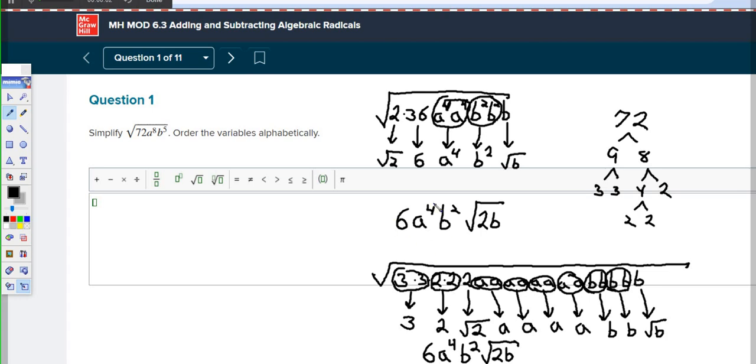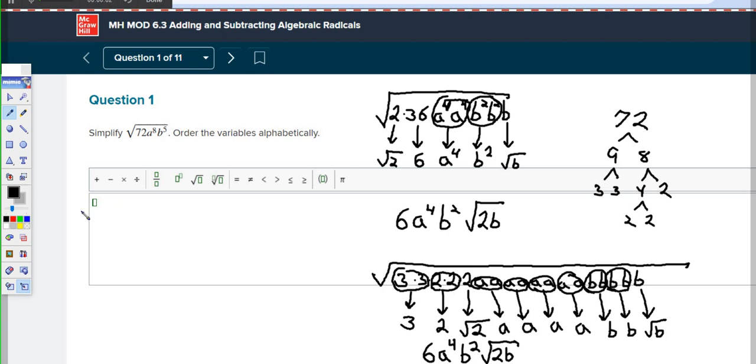Notice that we end up with this same simplification. It's just in the first one, I look for both pairs and perfect squares, which sped things up a little bit. And in the second one, I just expanded the whole thing out as simple as I could get it.